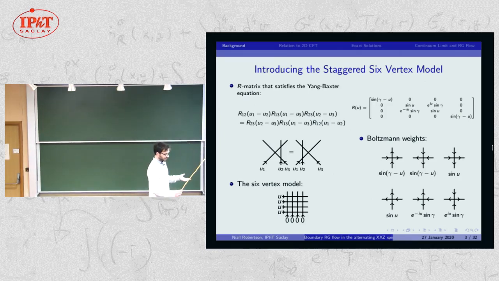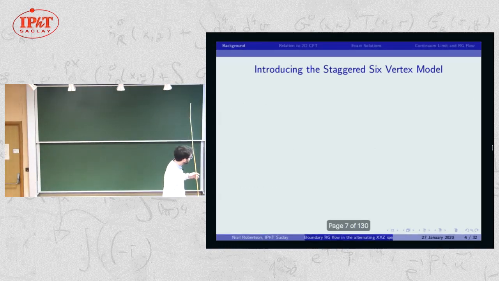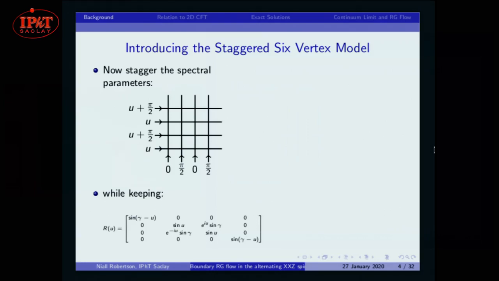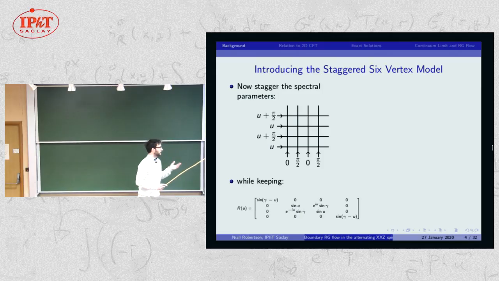But in this formulation of it, it's very natural then to generalize it to the staggered six vertex model. So let me do that. The staggered six vertex model is the same in the sense that we have the same R matrix as before, but we stagger the spectral parameters on the square lattice in this way. So in the horizontal direction, the spectral parameters alternate between 0 and pi over 2, and in the vertical direction between u and u plus pi over 2.